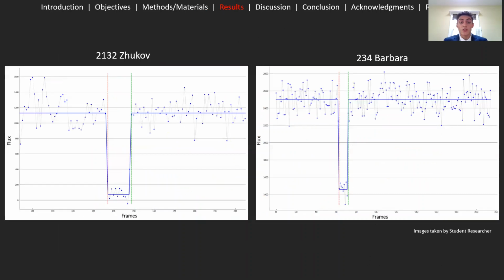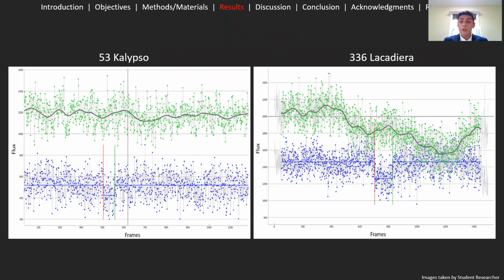The same was true for asteroids 2132 Zhukov and 234 Barbara, both of which having very clear sky conditions leading to very clear results. But for asteroid 53 Calypso and 336 Lacadia, this was not the case, as there was a bright moon and lots of haze in the night sky. So to counter this, I ran a normalization of the data.